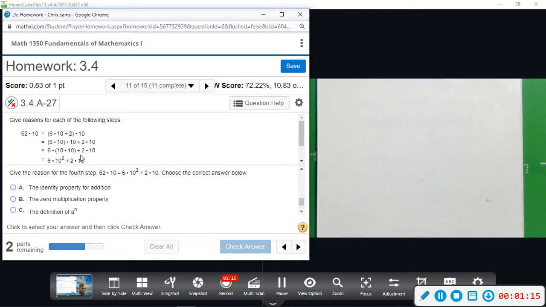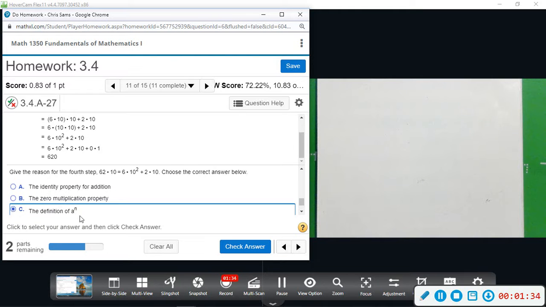So from associative property, now we're looking at this. So this is kind of like expanded form, but we're using properties of exponents. So 10 and 10, they've combined to be 10 squared. So repeated multiplication of the same number can be written as a power. So that would be the definition of a to the n.